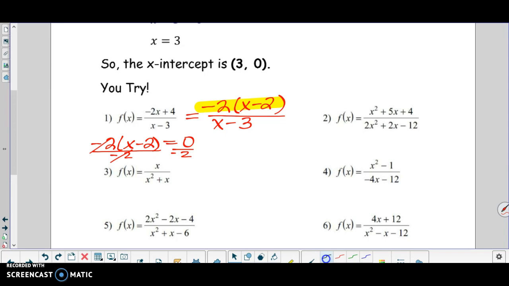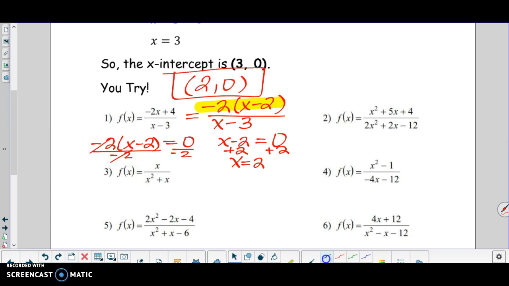0 divided by negative 2 is just going to give me, it's not a trick question, I promise. 0 divided by something is just 0. The last step to solve for x is what? Add 2, right? It's what we've been doing a million times with the denominator. So x equals 2. But if I want to write this as an x-intercept, it's going to be 2, comma 0.